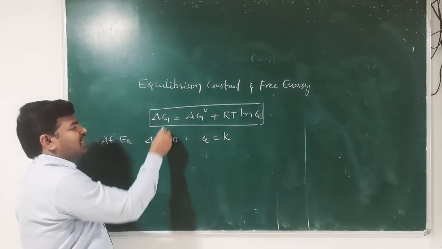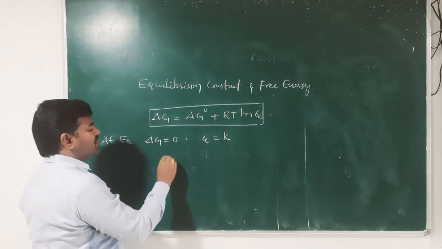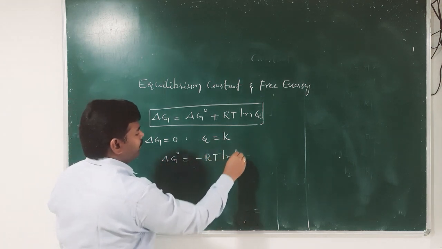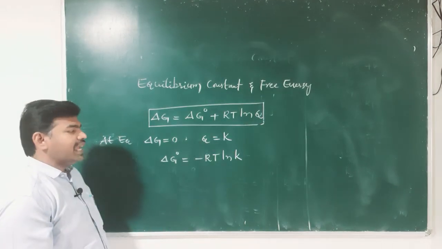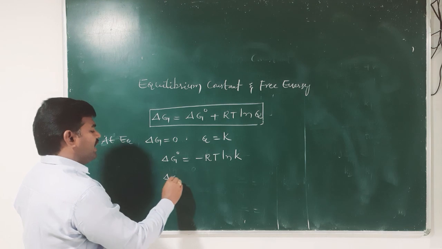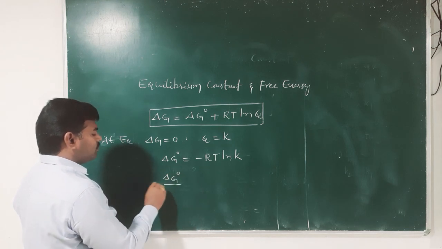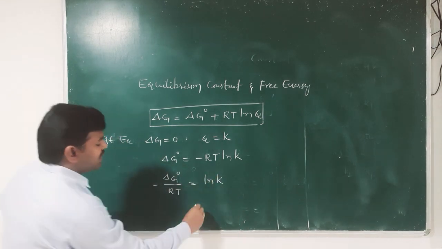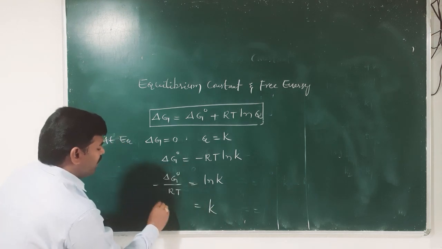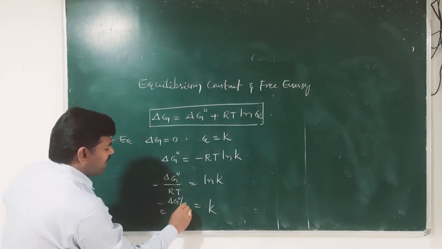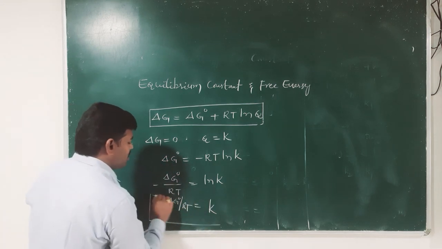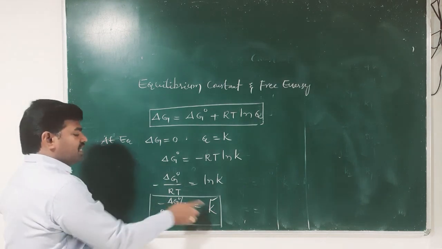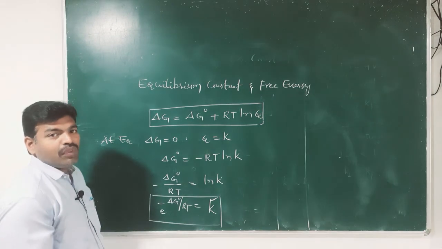So, in this equation delta G is equal to 0, and this equation becomes delta G naught is equal to minus RT ln K. We can write this as minus delta G naught by RT is equal to ln K, and we can write K equal to e power minus delta G naught by RT. Okay, the relation between equilibrium constant and free energy is K is equal to e power minus delta G naught by RT.